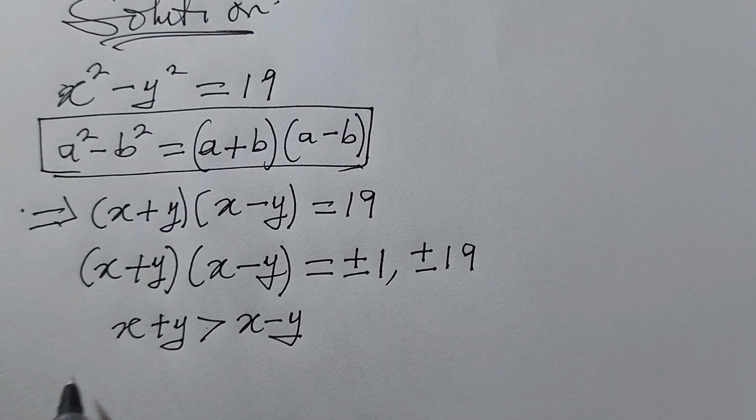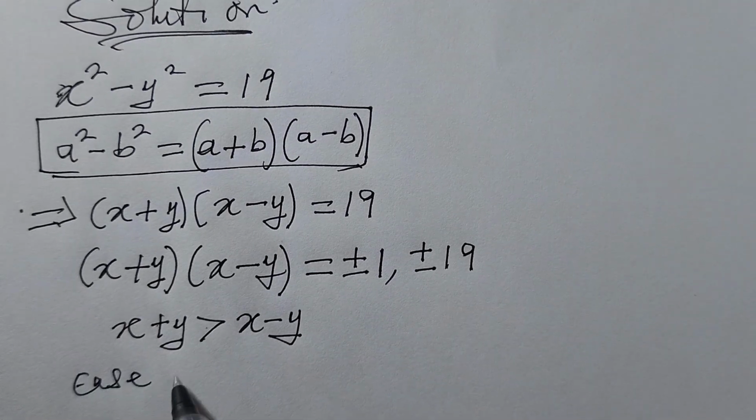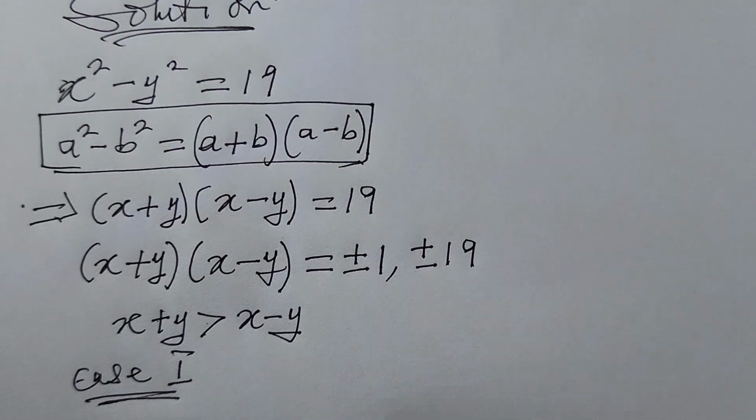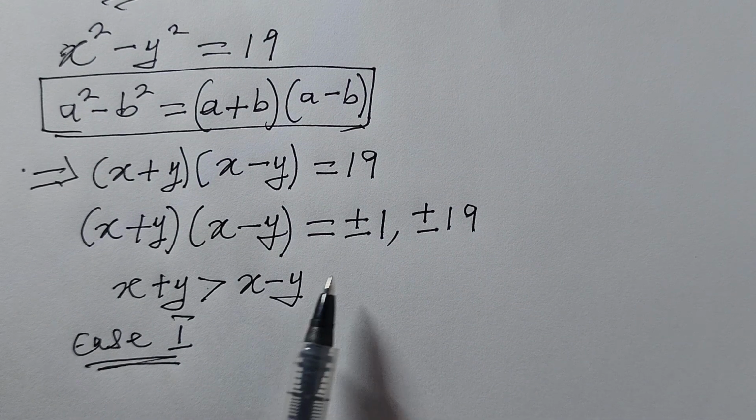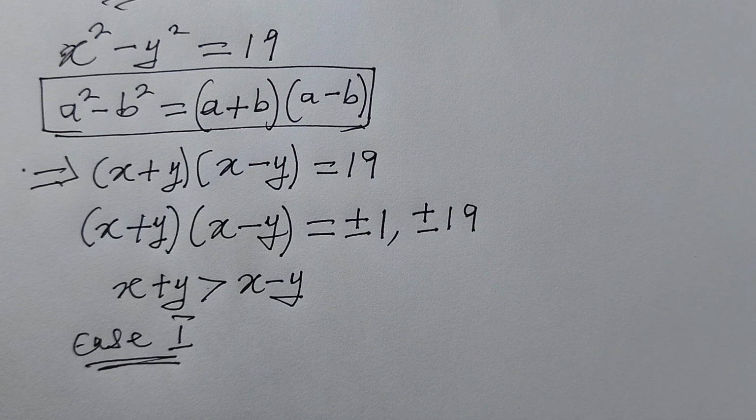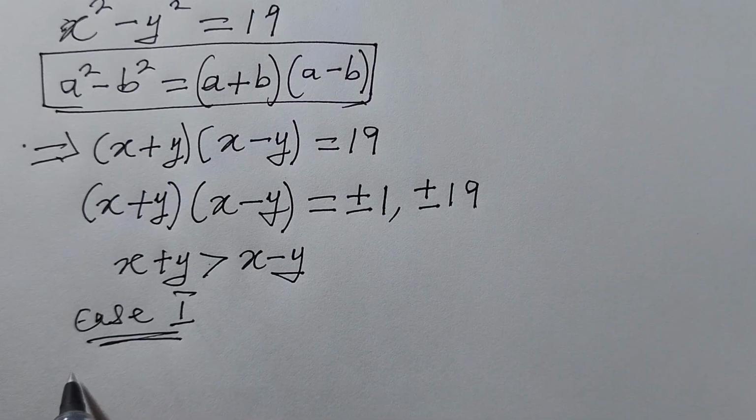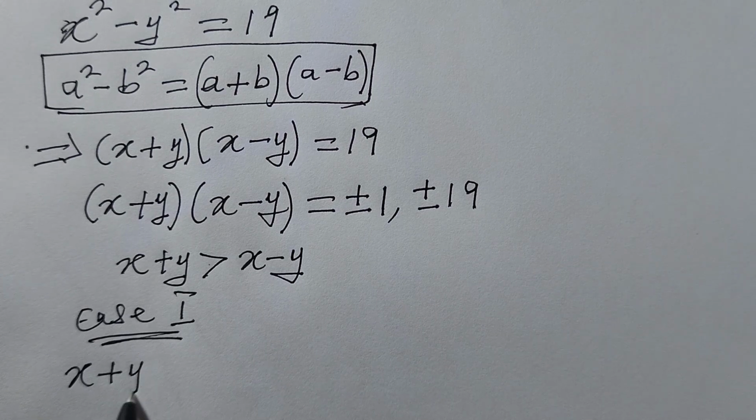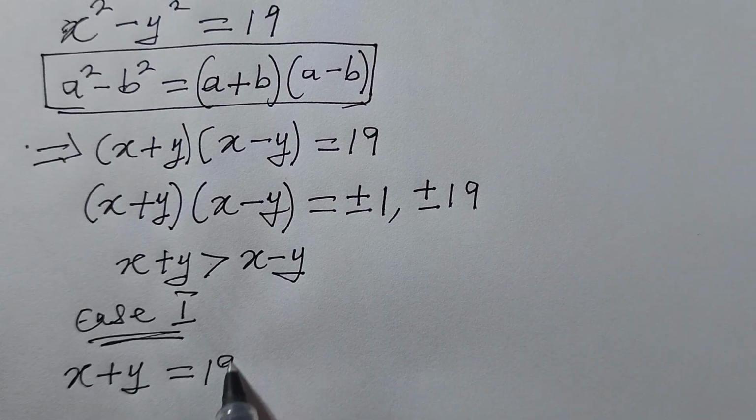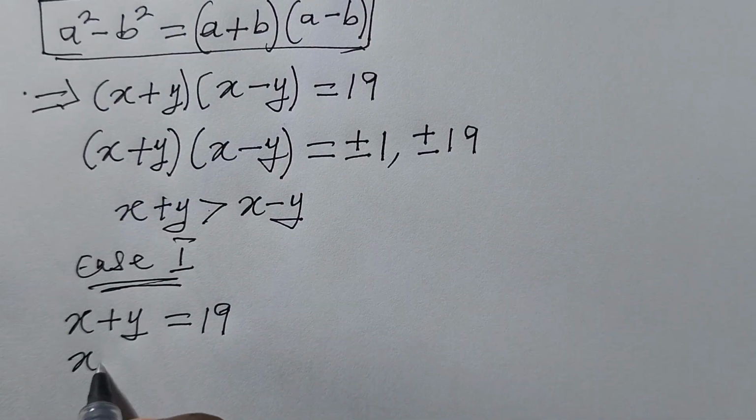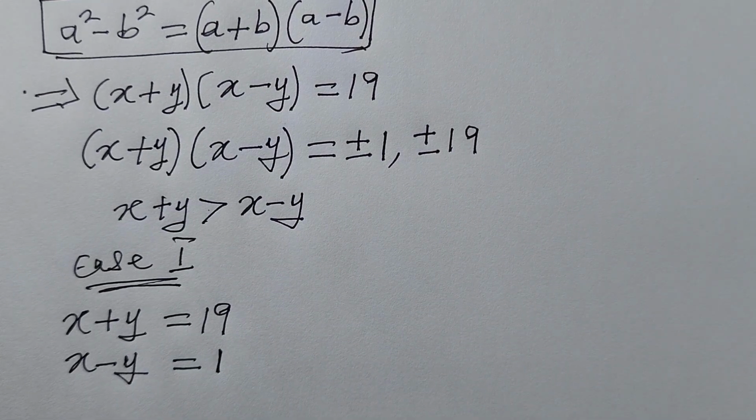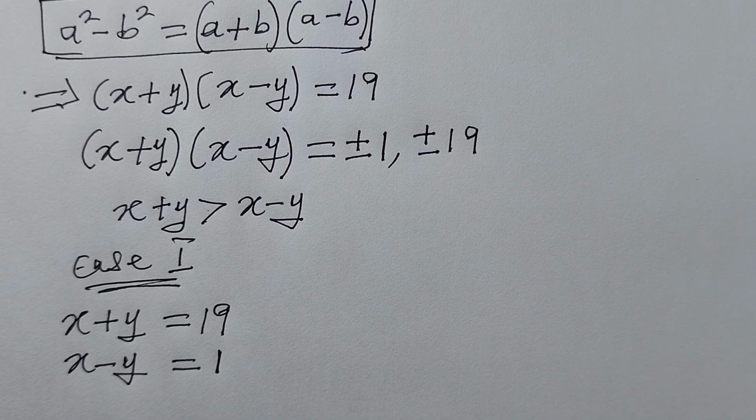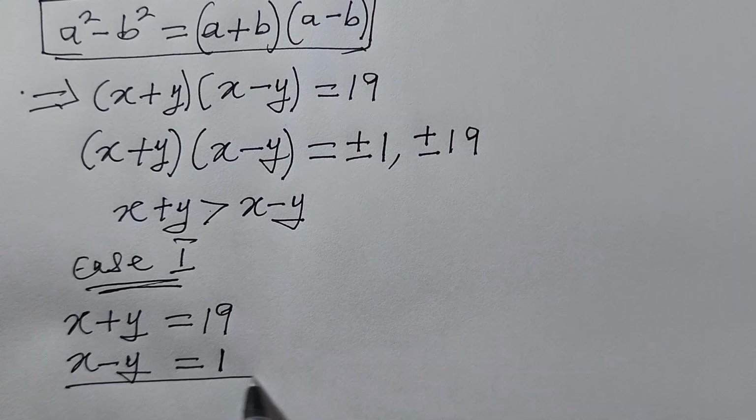So let's take our case one. What is our case one? We are going to take x plus y equal to positive 19 and x minus y equal to positive 1. So we have x plus y is equal to 19, then we have x minus y equal to positive 1. Now, as you can see, this is a system of equations. So let me solve by adding the two equations together.